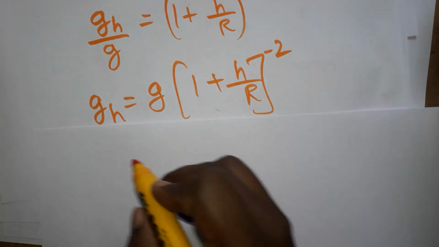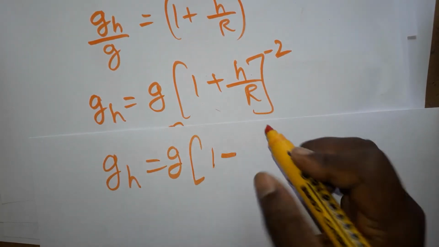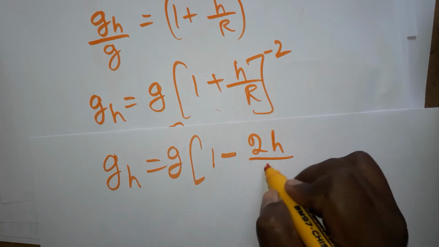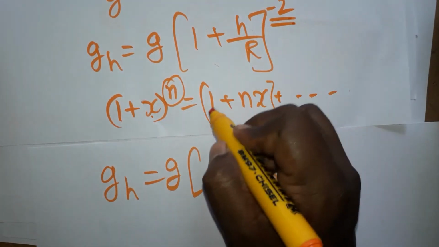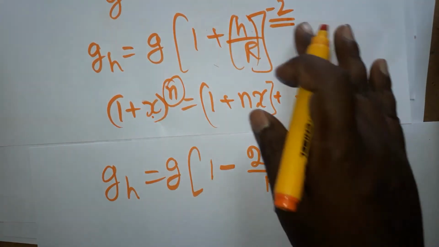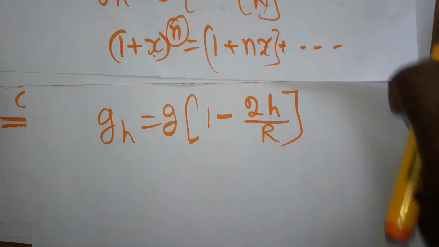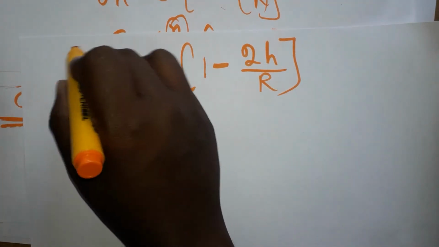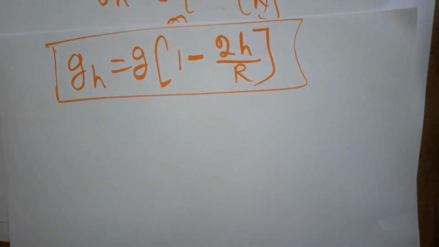See here, gh is equal to g times (1 minus 2h divided by r), because here n is minus 2 and x is this much. So according to this equation we got gh. It is the final equation, the gravitation variation due to the height. Next we are going to see how gravitation varies with depth.